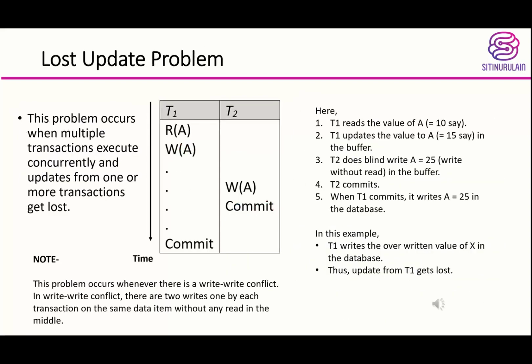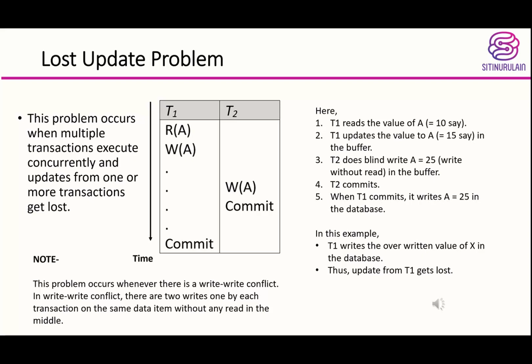Lost update is the problem that occurs when multiple transactions execute concurrently and updates from one or more transactions get lost. This problem occurs whenever there is a write-write conflict. In write-write conflict, there are two writes, one by each transaction on the same data item without any read in the middle. The diagram shows an example of the lost update problem situation.